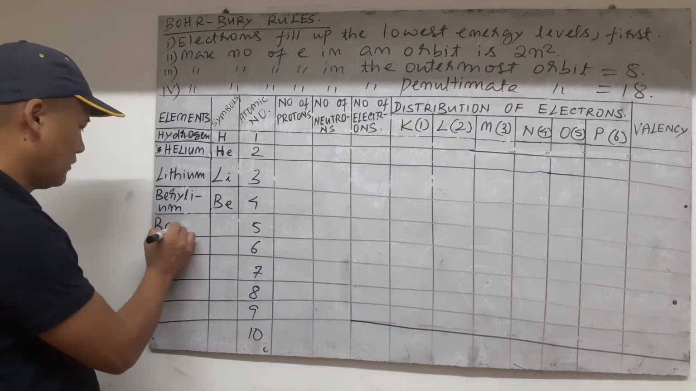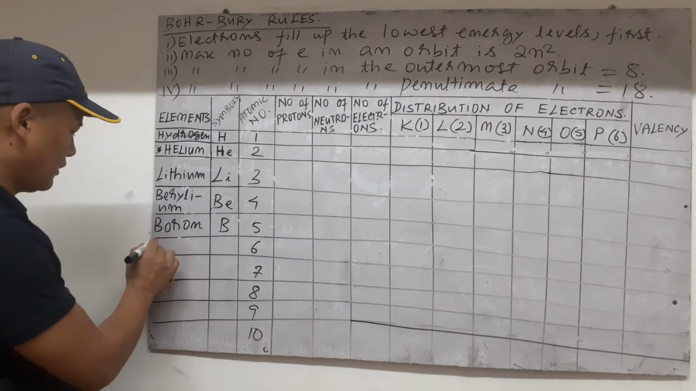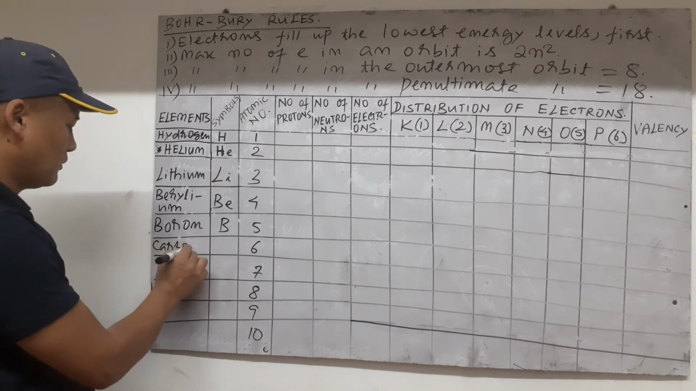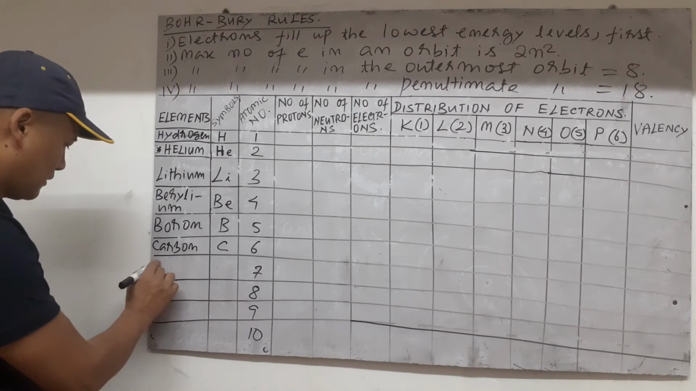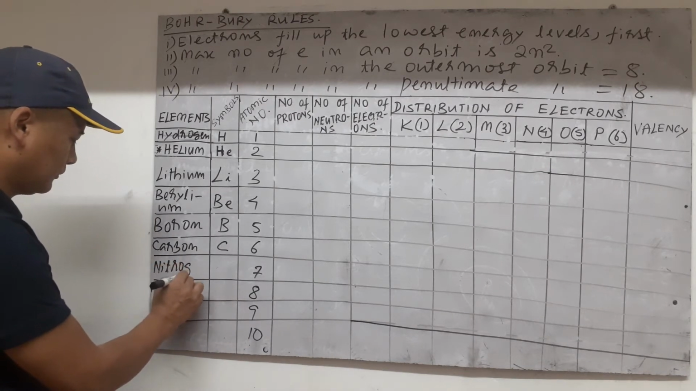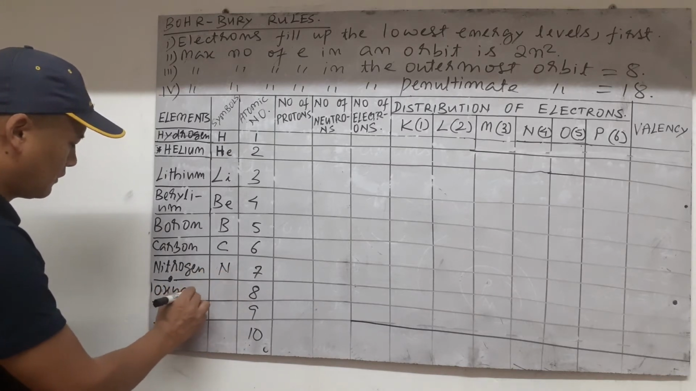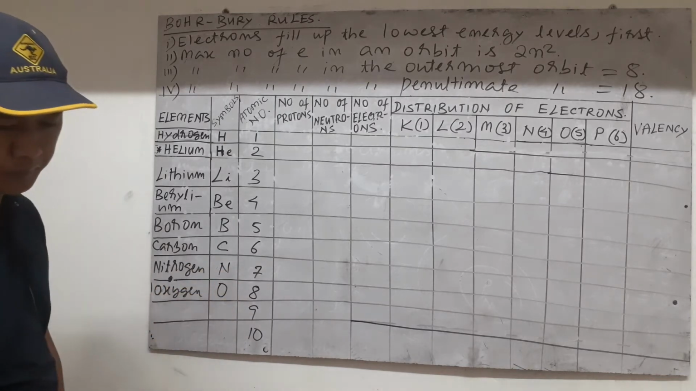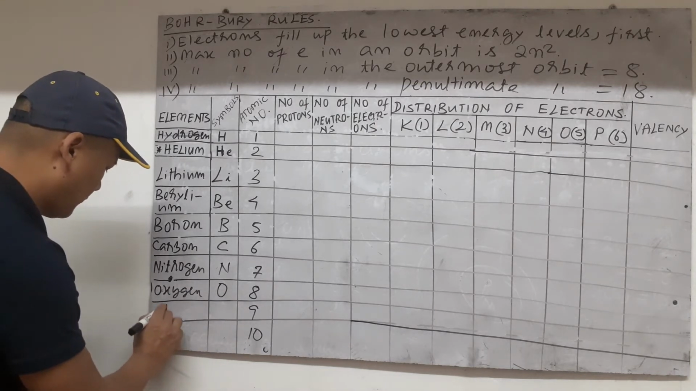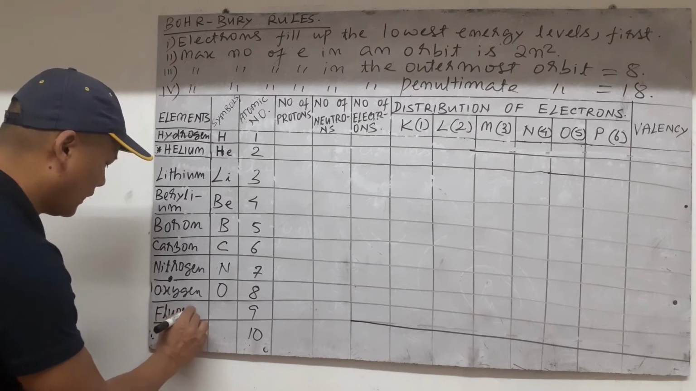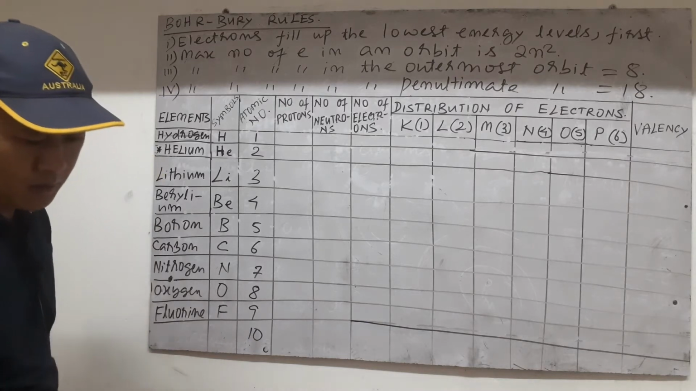Then here, beryllium, boron, carbon, nitrogen. Boron, all these are not noble, capital B. Boron, carbon, symbol is capital C. Nitrogen, capital N. Oxygen, capital O. The next element, fluorine, F-L-U-O-R-I-N-E, capital F.